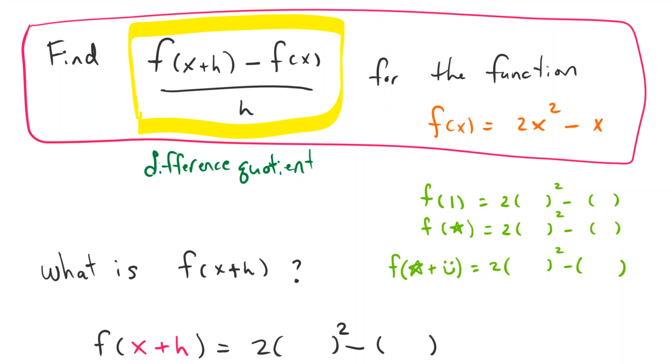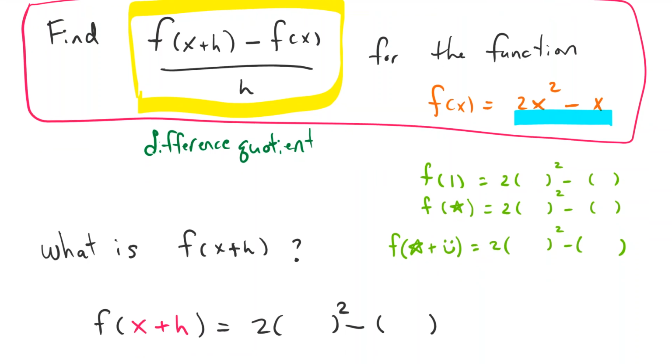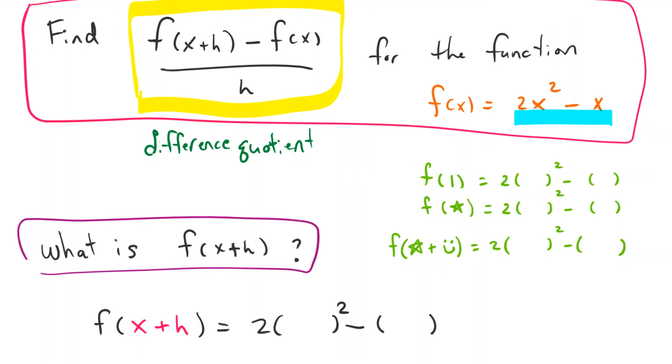So they want you to find the difference quotient, which means take f, insert x plus h, subtract from that f, and then divide by h. So they need to give us an f, and we have one. They give us one right here. Our f is 2x squared minus x. So our first question then is, what is f of x plus h?